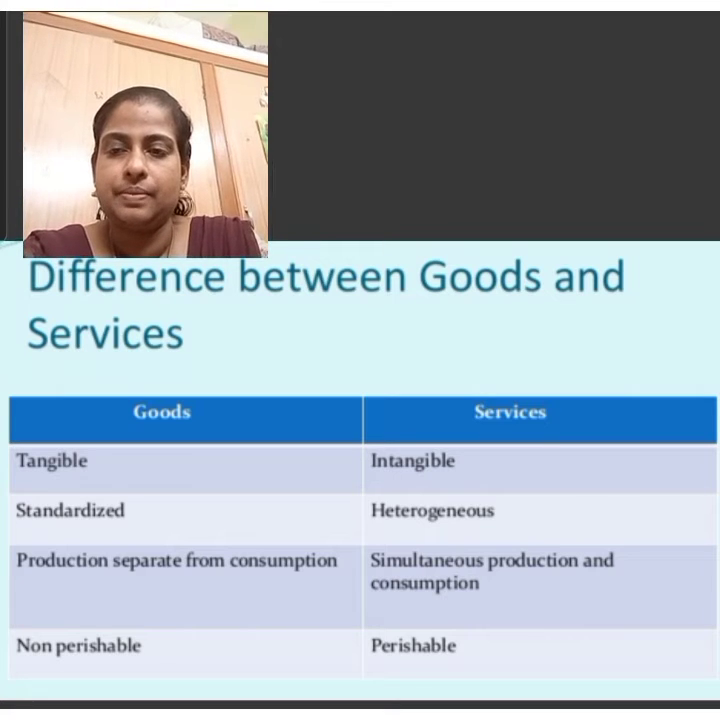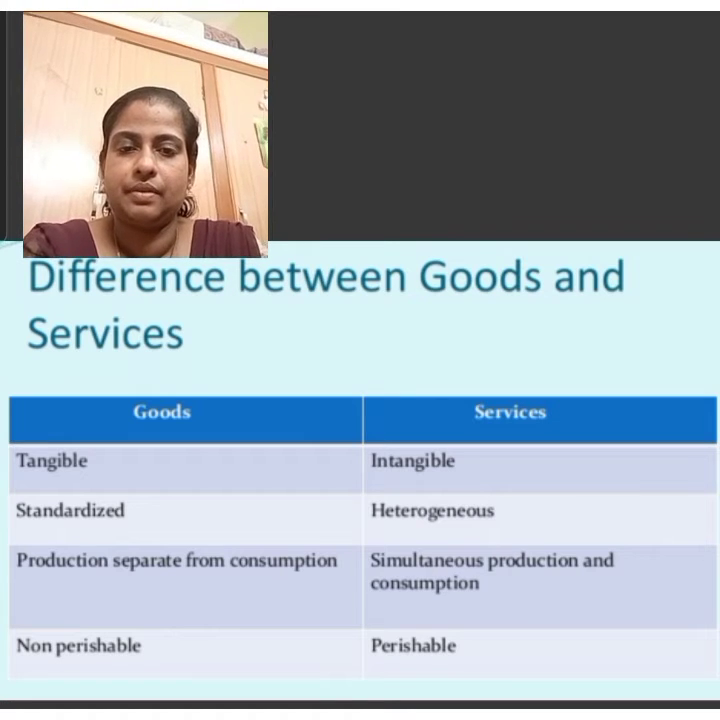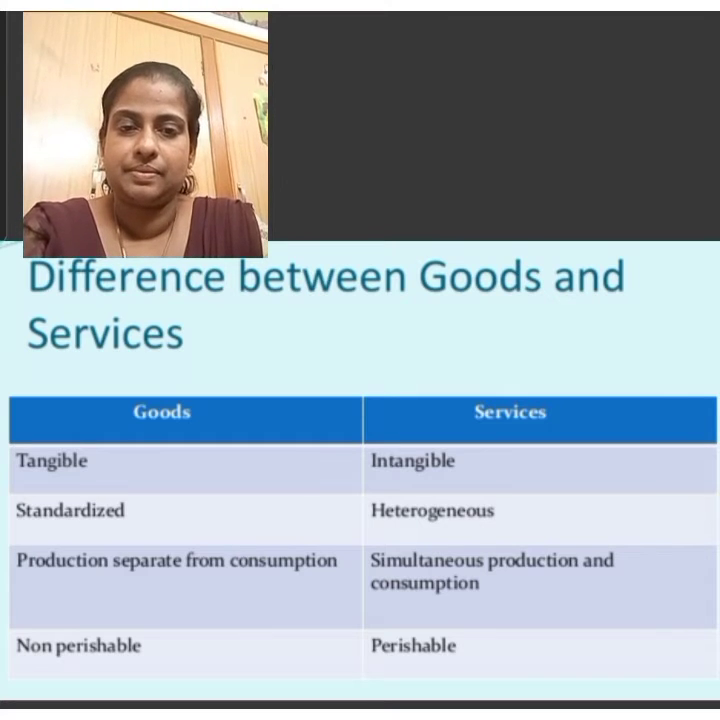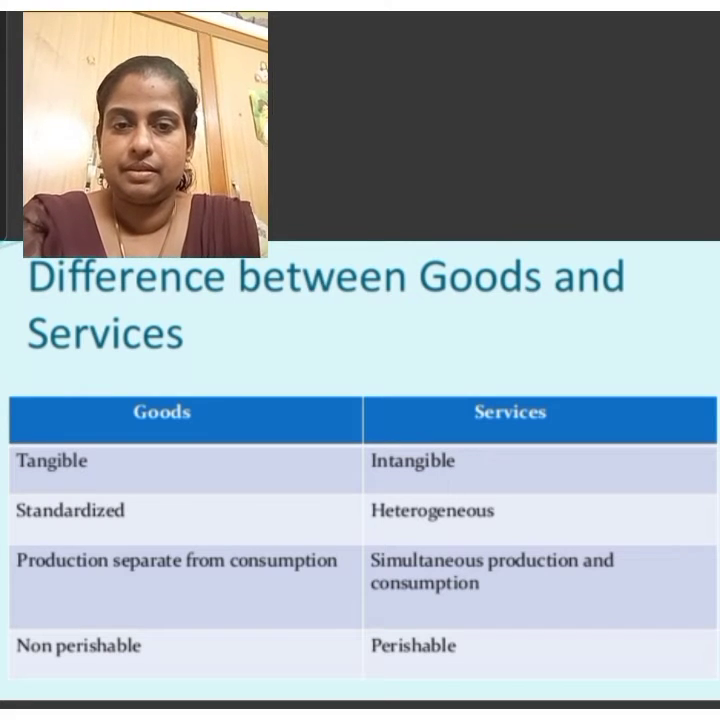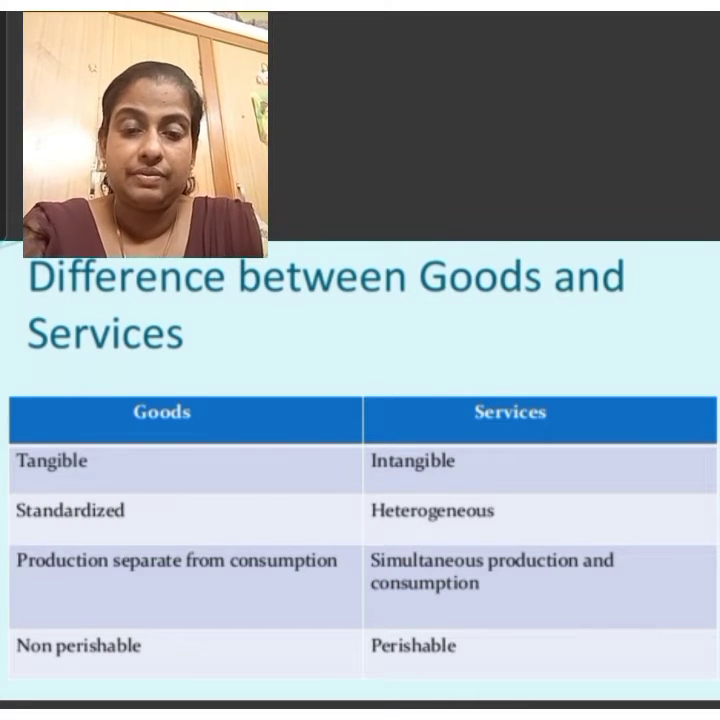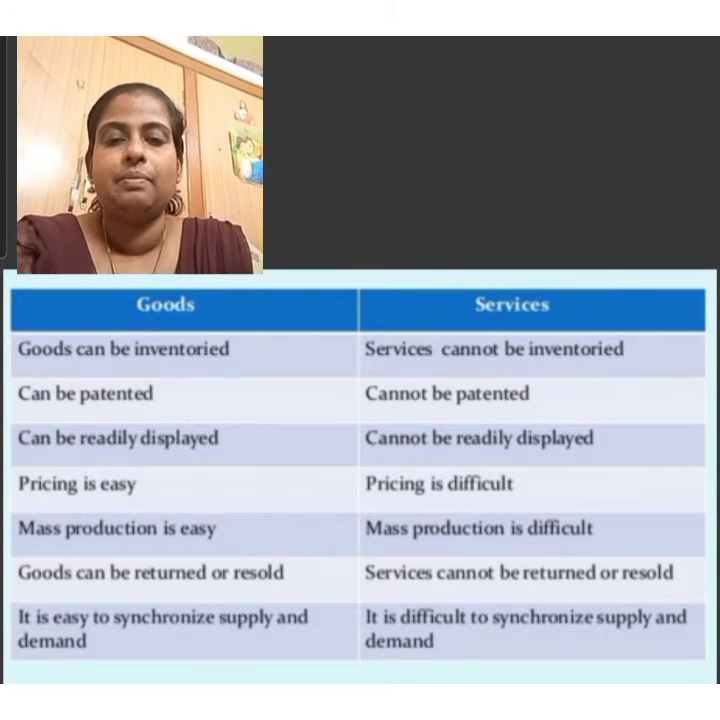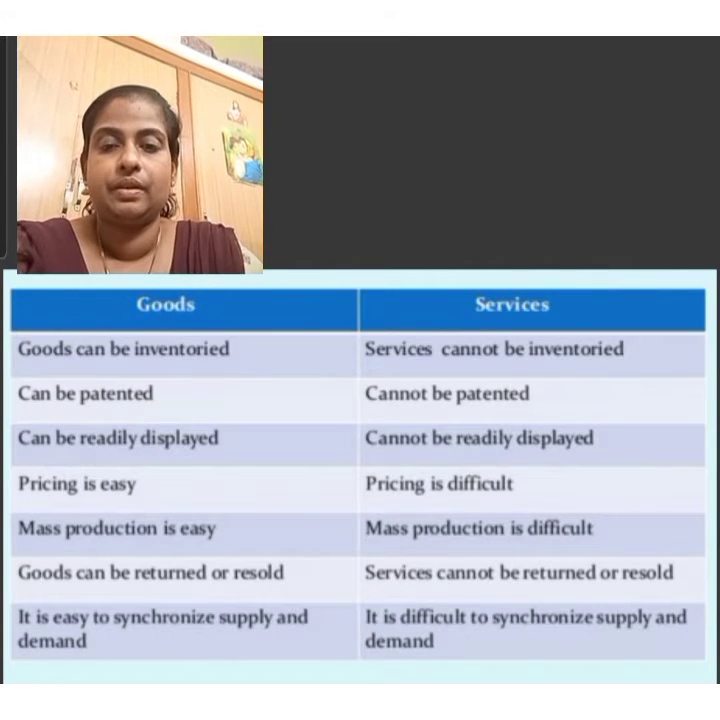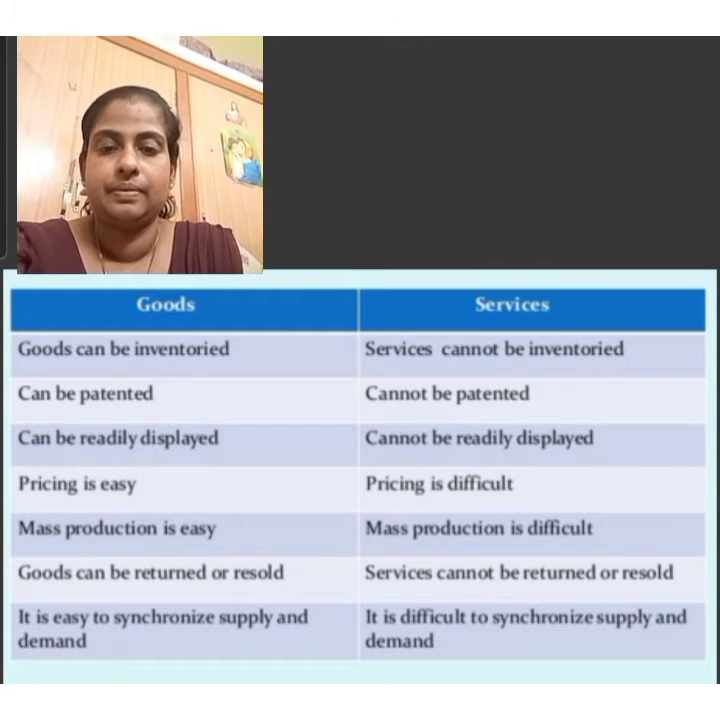Then another point is goods production is separate from consumption. But in the case of services, there is simultaneous production and consumption. Goods are non-perishable assets. But in the case of services, services are perishable. Next point is goods can be inventoried, but services cannot be inventoried. Then goods can be readily displayed. But in the case of services, it cannot be readily displayed.